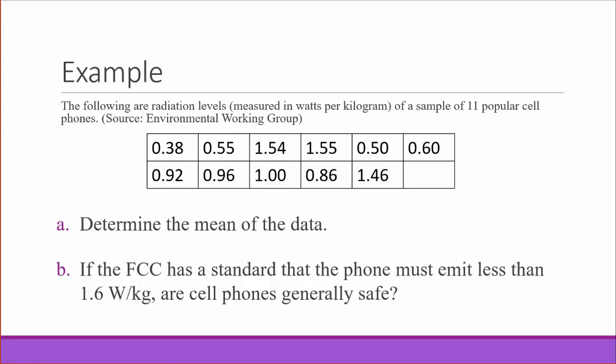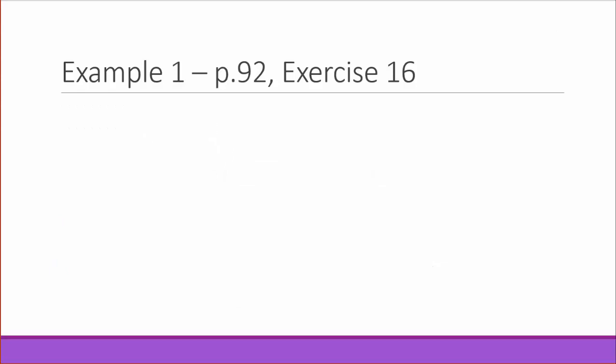All right, so think of what we want to do. First, we want to find the mean of the sample, so we're going to add up all those radiation levels and divide by the sample size, and we know the sample size is 11. So let's go ahead and get going on that.